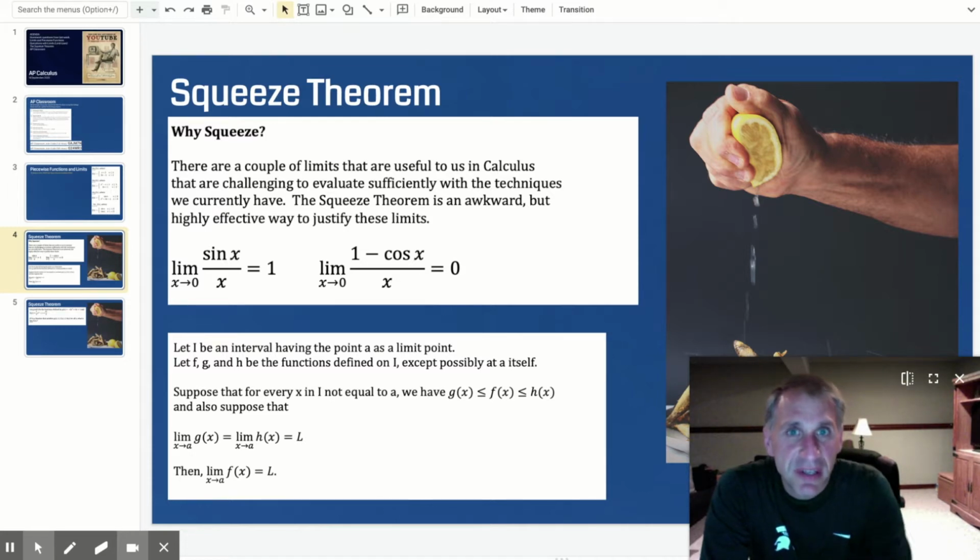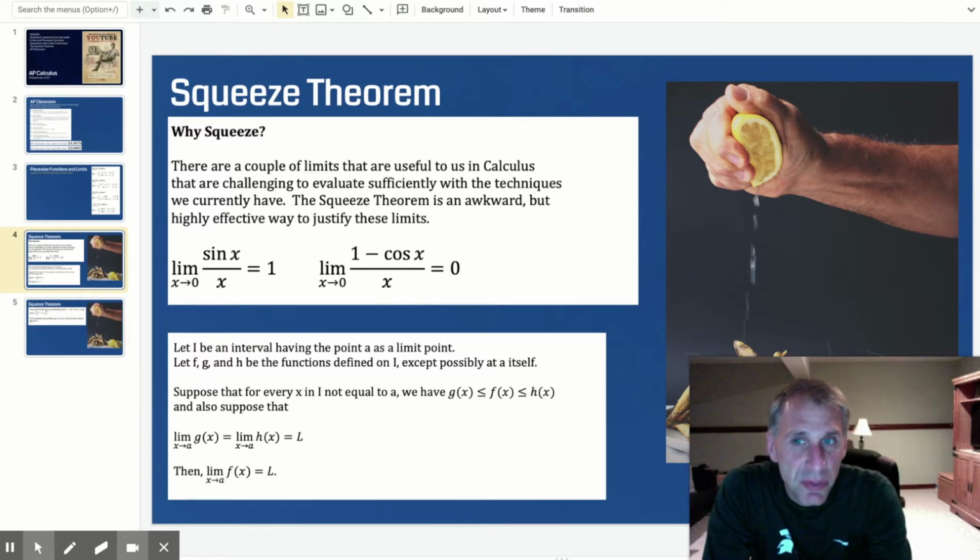The main reason that we study the Squeeze theorem is to provide a little bit of justification for these two limits here. The limit as x approaches 0 of the sine of x over x, and the limit as x approaches 0 of 1 minus cosine of x over x. These are two limits that if you look at the graphs, they seem like they make pretty good logical sense. The Squeeze theorem gives us a little bit stronger justification of why these work. There are definitely other ways to prove that these limits are true, but Squeeze theorem is a nice, convenient, quick way to get around this.